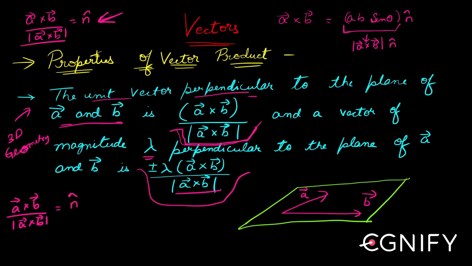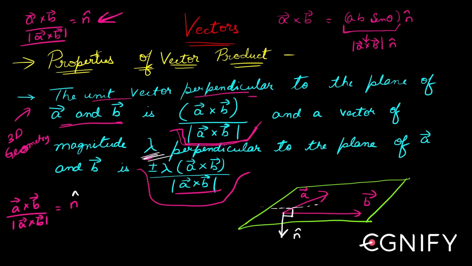Is it pointing upwards or downwards? For that I'll put a screw and I will see. You have to put a screw here and rotate from A to B through the smaller angle. This is a smaller angle, so rotate from A to B. It's going downwards, right? That means my n cap was downwards. This is the n cap that I'm representing right now. This is perpendicular to the plane containing A and B, right? So this n cap is perpendicular to this plane.